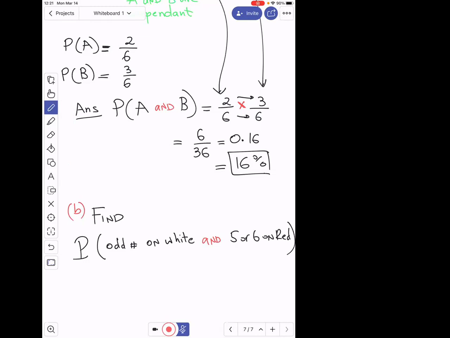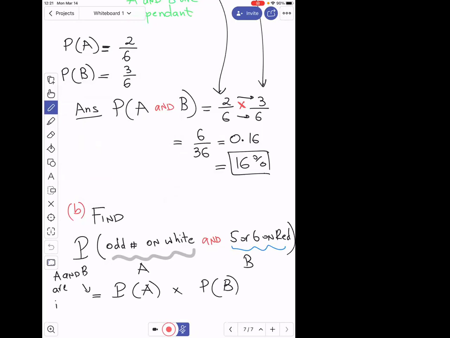Okay, so we have again 2 events. The first event is when you get an odd number on the white die. Let's call this the event A. The second event is to get 5 or 6 on the red, so this is the event B. Again, it's the same probabilities. Of course, A and B here are independent. There's no connection between the 2 events. So this is just the probability of A times the probability of B, because A and B are independent.